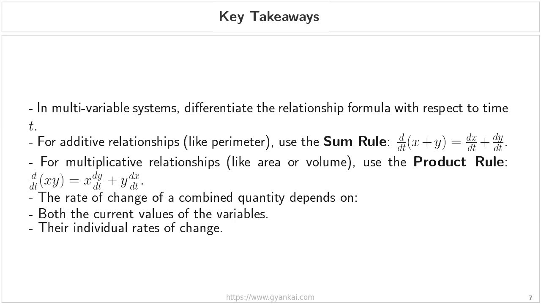Finally, always keep in mind that the total rate of change of a combined quantity is not determined by a single factor. Instead, it depends on both the current instantaneous values of the variables and their individual rates of change. As we noted in the previous slide, distinguishing between these two is the key to avoiding common calculation errors. If you keep these rules in mind, you will be well equipped to handle more complex related rates problems.